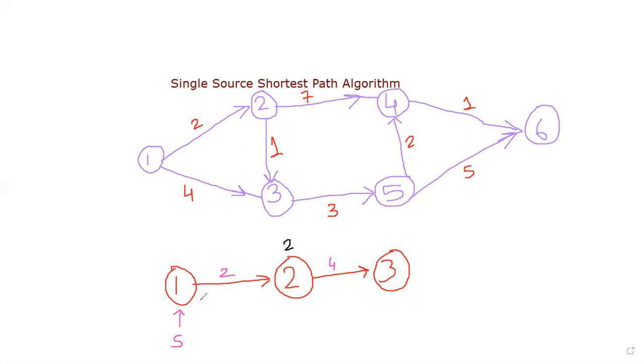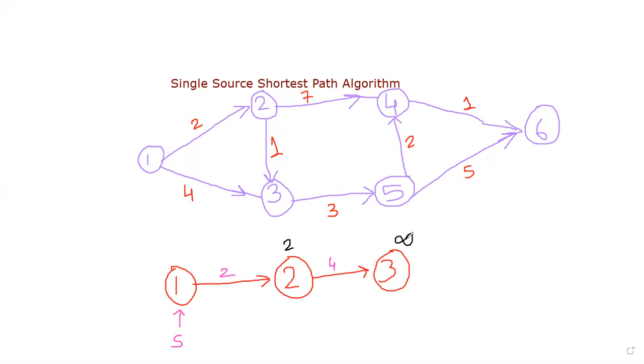Okay. Now, but there is no direct path from 1 to 3. So first of all, what is that? You don't have a direct path, so the cost of 3 will be infinity. Okay, that means you don't have a direct path from 1 to 3. So its cost is infinity.